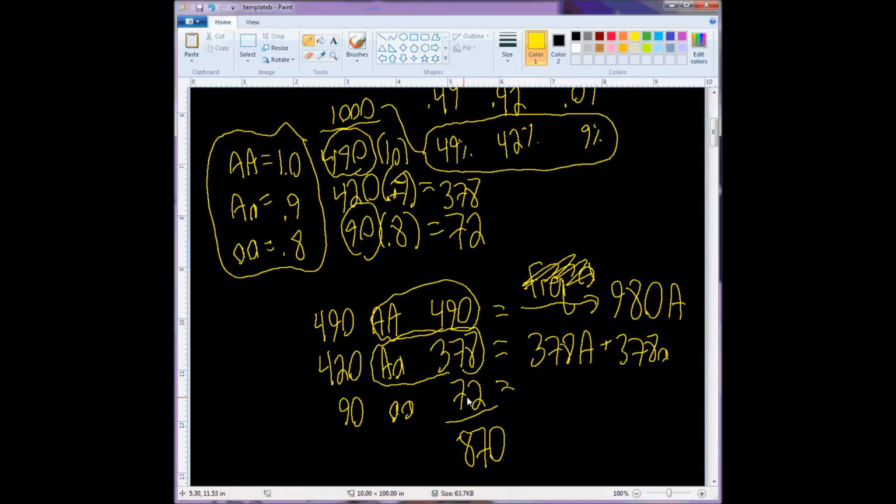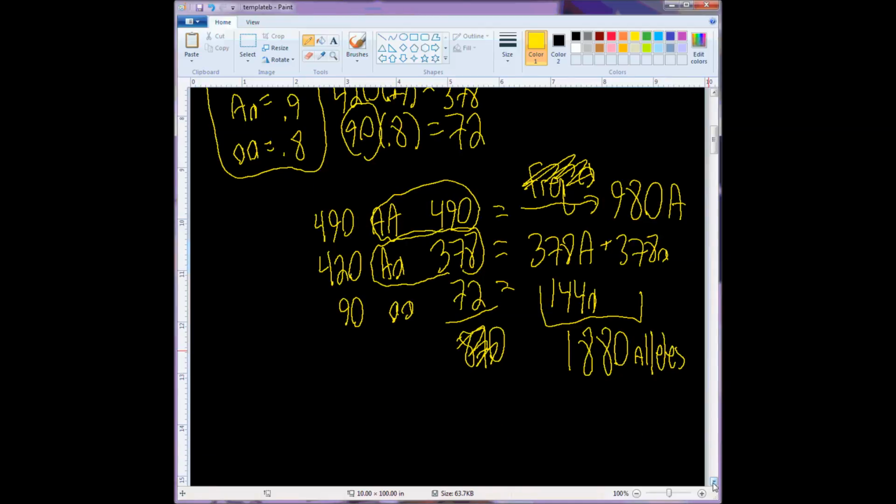For these 72, how many little a's are they going to contribute to the gene pool of the next generation? Well, they each have 2 little a alleles, so it's going to be 144 little a's. Now let's add this up here, these numbers. So 980 plus 378 plus 378 plus 144 equals 1,880 alleles in the gene pool of the next generation.